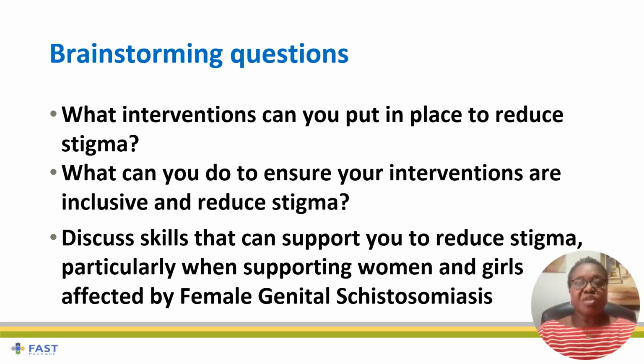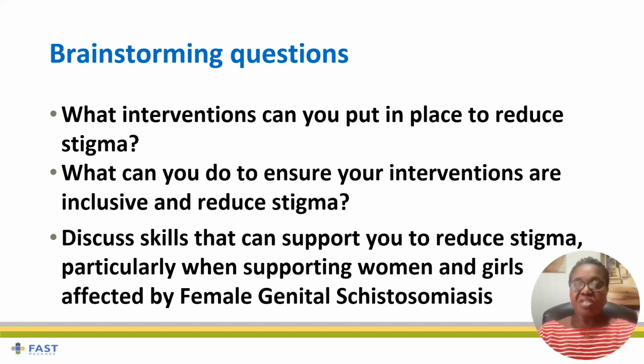So let me ask you a few more questions. Having heard what I've talked about regarding stigma of FGS, what interventions can you put in place to reduce the stigma? What can you do to ensure that your interventions are inclusive and reduce stigma? And I'm expecting that you'll be able to discuss skills that can support you to reduce stigma, particularly when supporting women and girls affected by female genital schistosomiasis. So take a break, just think through the issues.